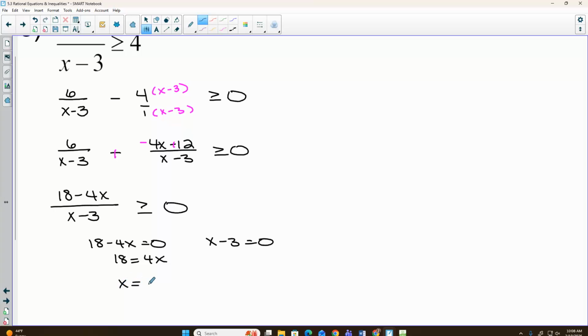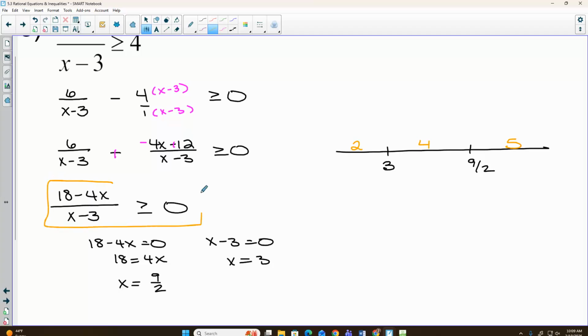So if we divide by 4, 18 over 4, or 9 over 2, or 4.5, and 3. When you make your number line, you have to go small to large. So 3 comes first, 9 halves is 4.5, so that's second. Test point. Give me any number smaller than 3. 2. In between 3 and 9 halves. 4. And bigger than 9 halves. 5. I'm going to plug these in right here.